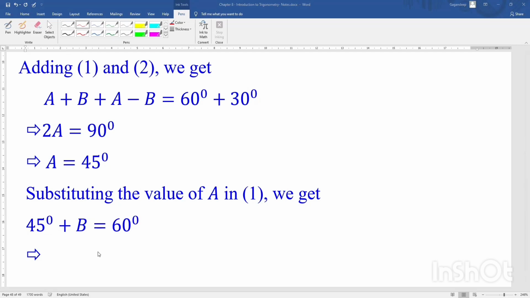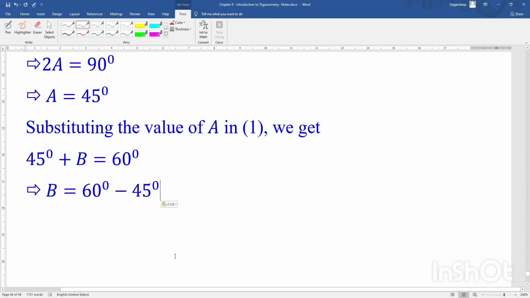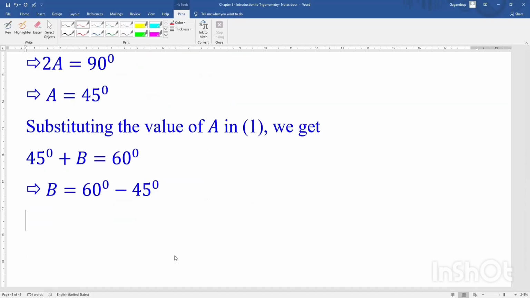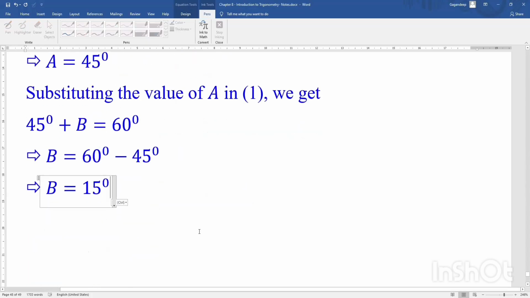Or B is equal to 60 minus 45. Or B is nothing but 15 degree. So this will be the final answer. So A is equal to 45, B is equal to 15 degree.